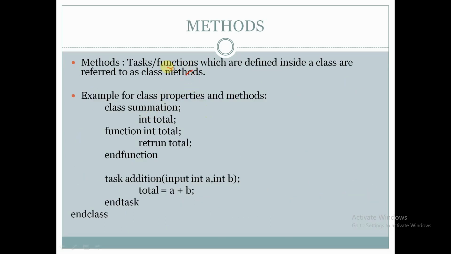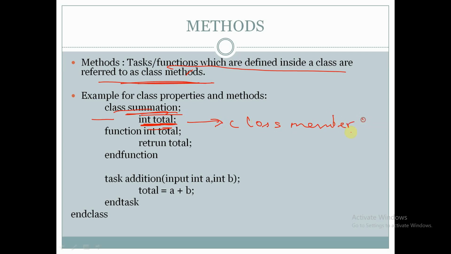Methods. Tasks or functions which are defined inside a class are referred to as class methods. Example, let us take a class called summation and we are declaring a variable of int data type called total. So this is a class member, or it is also called a property. And here we are taking a function called total and the return type of the function is int, and we are returning the variable total, and here we are ending the function. So this function is called a method.